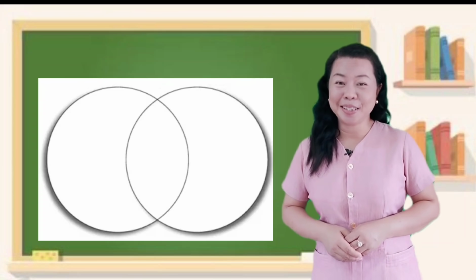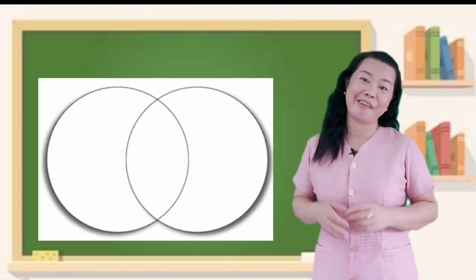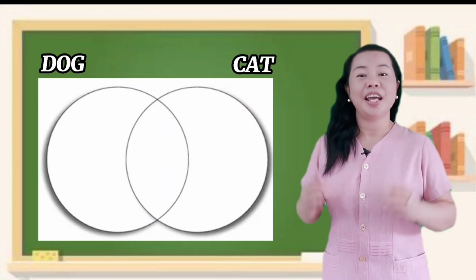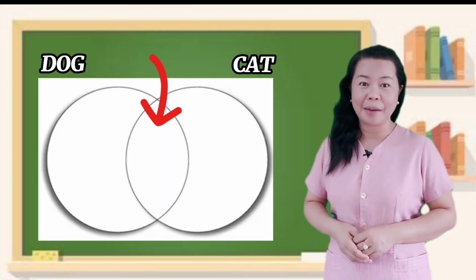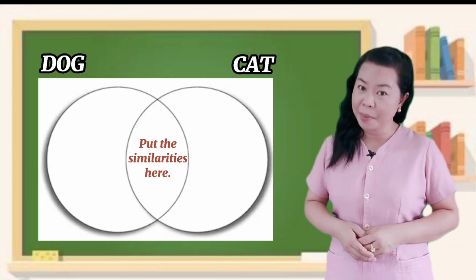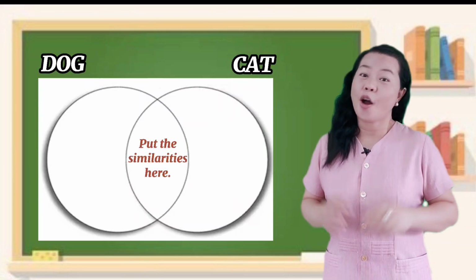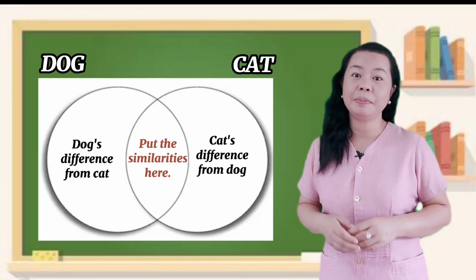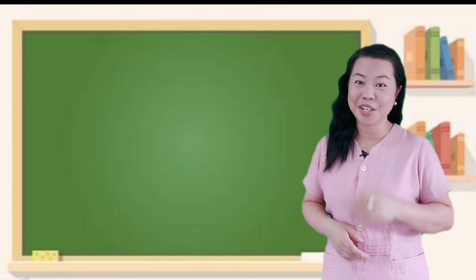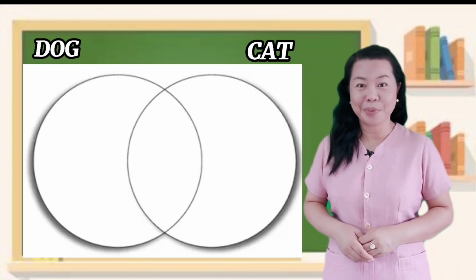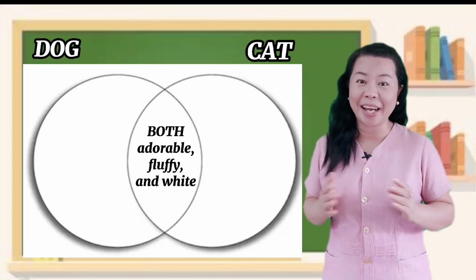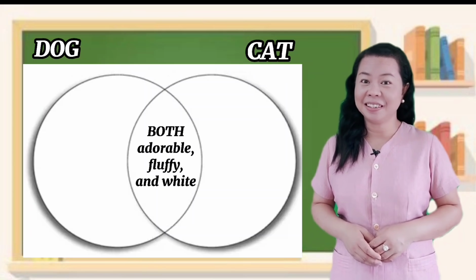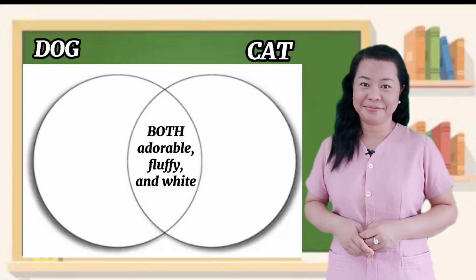For now, let us use this in representing the similarities and differences of the dog and the cat. In the portion where two circles overlap is where we're going to write the similarities of the dog and the cat. On each side of the overlapping circles is where we're going to place their differences. Let me show you. The dog and the cat are both adorable, fluffy, and white. These traits go to the center because they are the similarities.